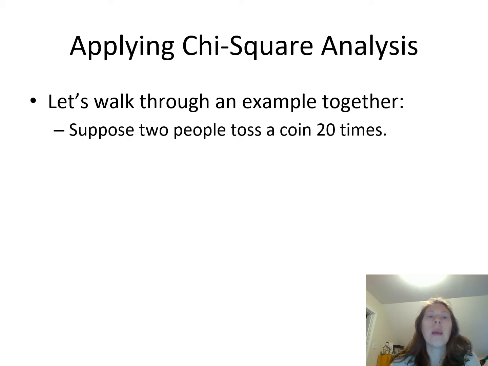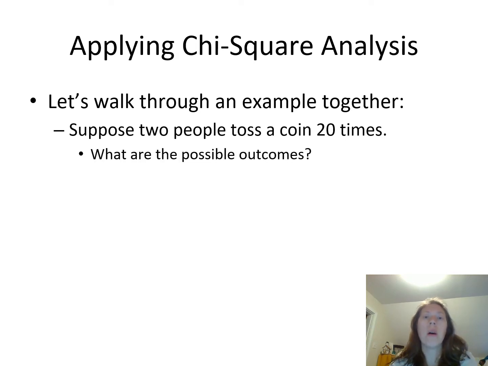So let's take a situation where there's two people side by side, and they're going to toss a coin 20 times. What are the possible outcomes of that? I think it's pretty obvious that each person can get either a heads or a tails, and then you would get a combination. So you could get one head, one tail, or one tail, one head, two heads, two tails. So there's a couple different combinations that are possible.